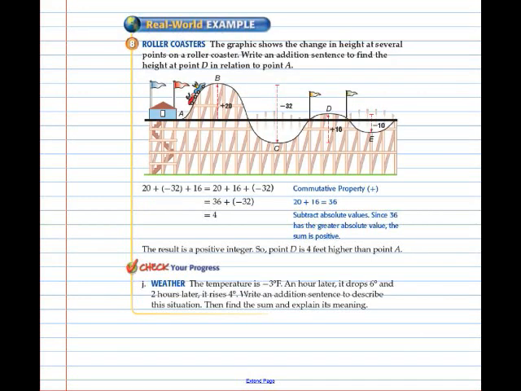The graphic shows a change in height at several points on a roller coaster. Write an addition sentence to find the height at point D in relation to point A. So we start at A, which is 0. We go up 20. We go down 32. We go up 16. We add the two positive integers together to get 36. We then add the negative 32. 36 minus 32 is 4. The answer is positive because 36 has the greater absolute value.